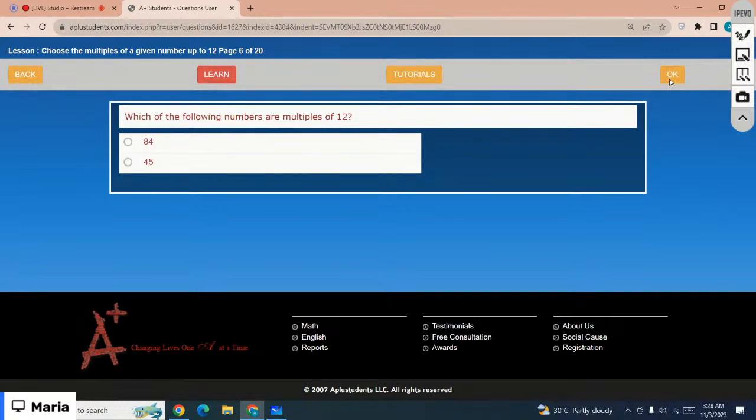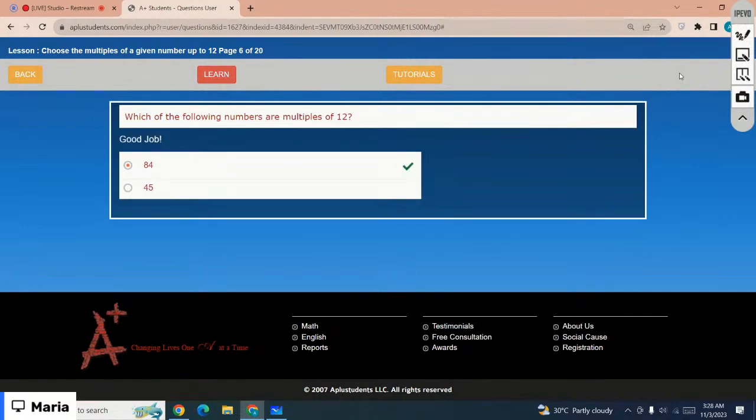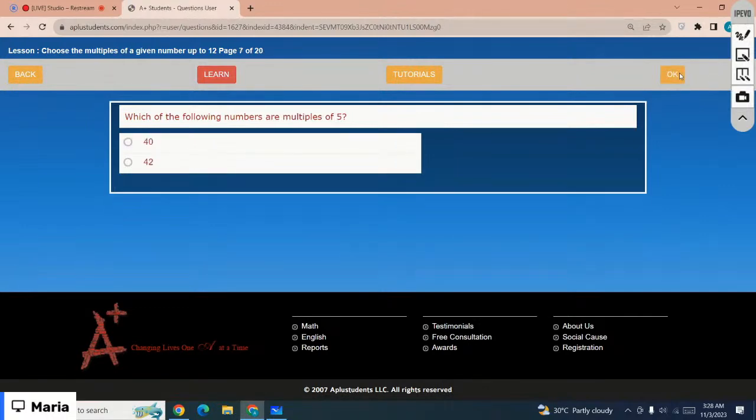Very good. That is 84. 45 is not a multiple of 12. 84 is a multiple of 12. Got it? Which of the following numbers are multiples of 5? 40 or 42? Which is the correct option?